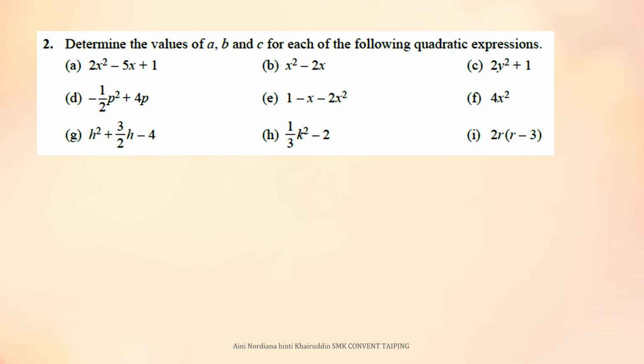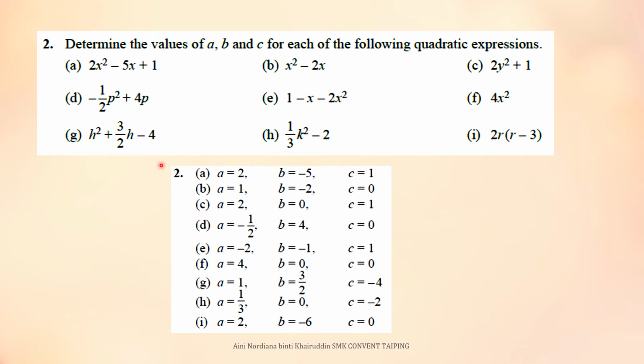Next, question number 2. Determine the values of a, b, and c for each of the following quadratic expressions. So this is the answer. For A, the value of a is 2. The value of b is negative 5. This is the value of c.